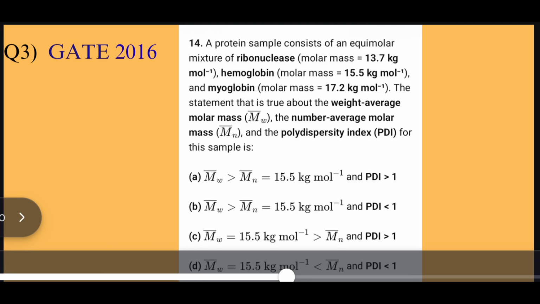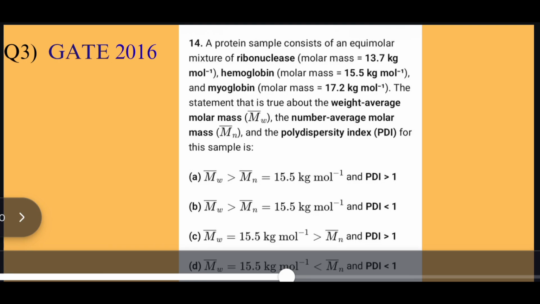Hemoglobin molar mass is equal to 15.5 kg per mole, and myoglobin molar mass is equal to 17.2 kg per mole. The statement that is true about the weight average molar mass MW bar, the number average molar mass Mn bar, and the polydispersity index PDI for this sample is, here 4 options given.